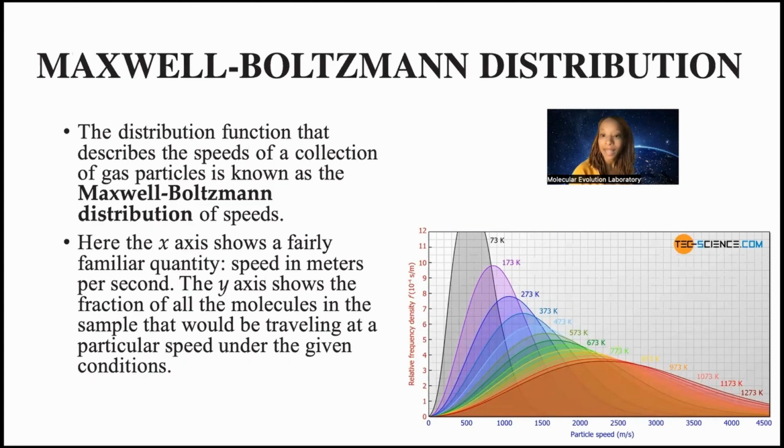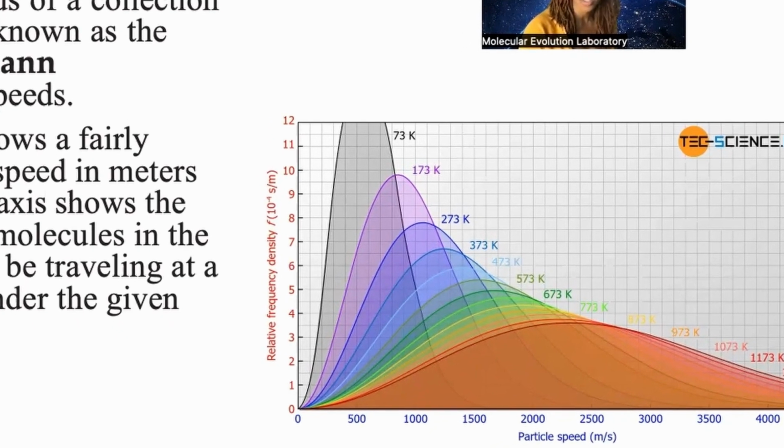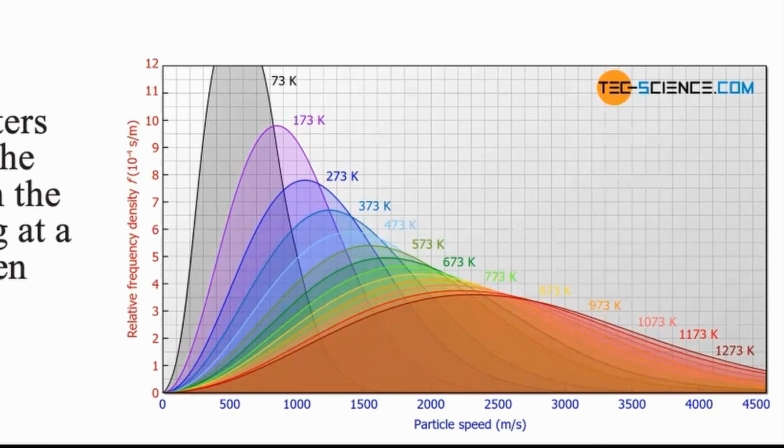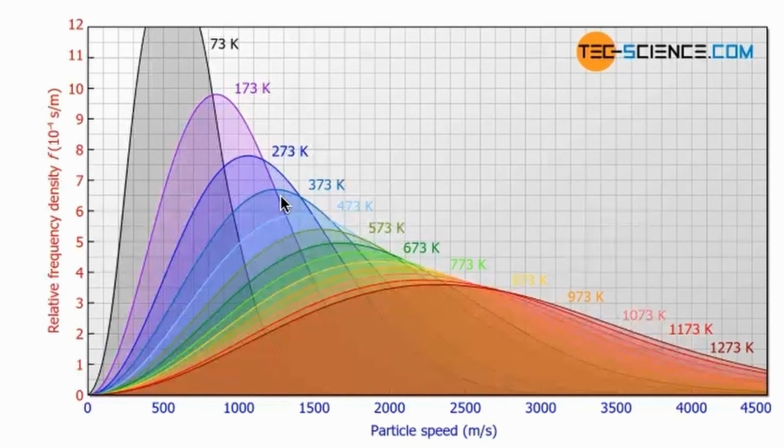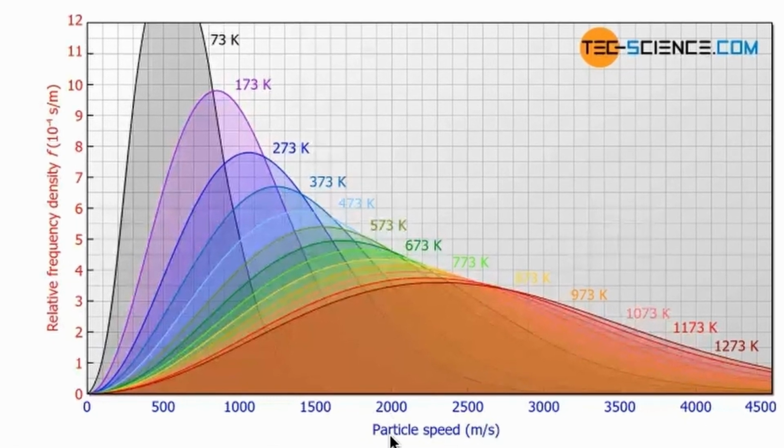The Maxwell-Boltzmann distribution looks at the speed of each gas collision, and it also takes into account the density as well. The distribution function that describes the speed of a collection of particles is known as the Maxwell-Boltzmann distribution of speed. Here, the x-axis shows a fairly familiar quantity, speed in meters per second. The y-axis shows the fraction of all molecules in the sample that would be traveling at a particular speed. The y-axis shows the quantity in the form of density.